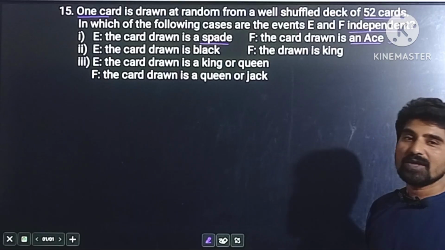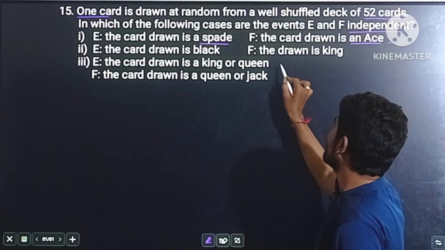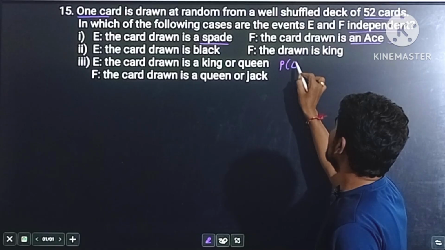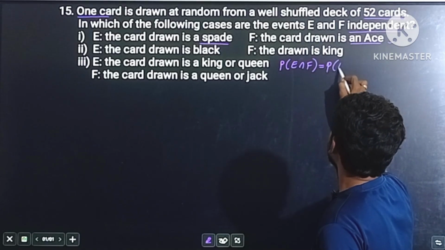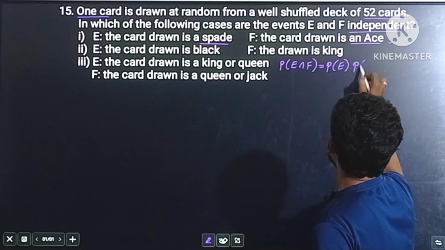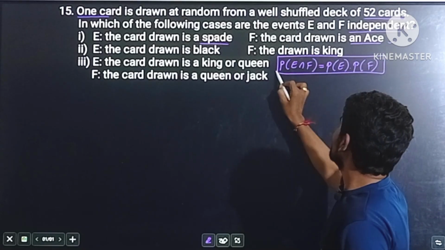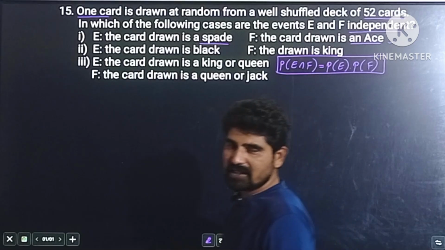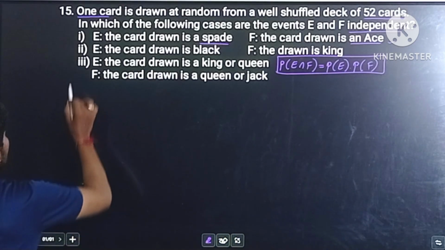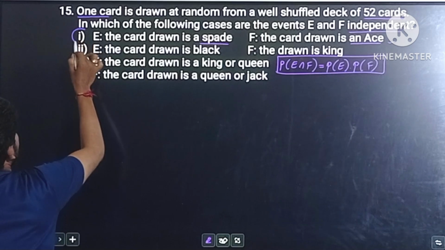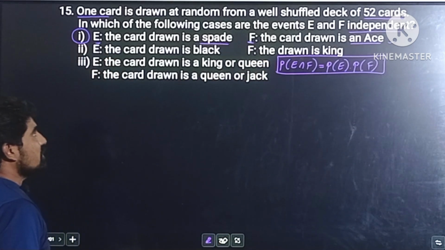As you know, two events E and F are said to be independent events if probability of E intersection F is equal to probability of E times probability of F. If these two quantities are equal, then we say that the given events E and F are independent. So firstly, I am going to check whether these first two events E and F are independent or not.